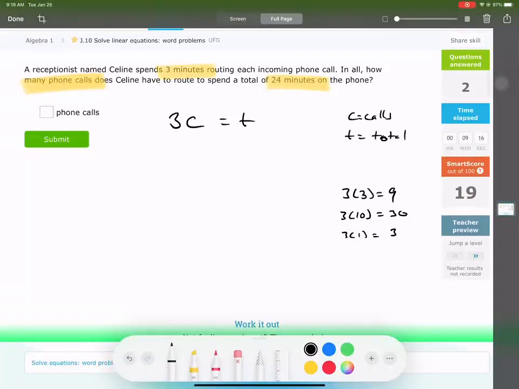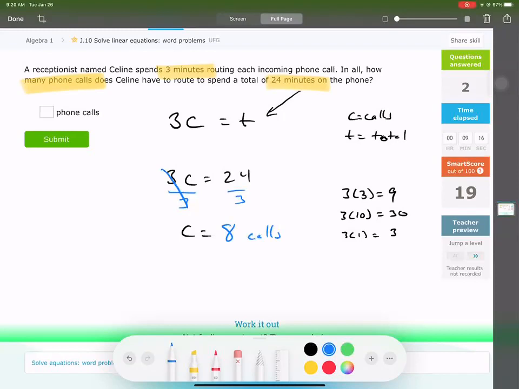Now to solve this, they told us that we had 24 minutes working, right? So 3C is equal to 24. And now we can solve it algebraically. Now we're back to square one, day one problems for algebra, using opposite operations. So if I want to solve for C, the number of calls I made, C is equal to 8. So they made 8 what? C stands for calls, so 8 calls.